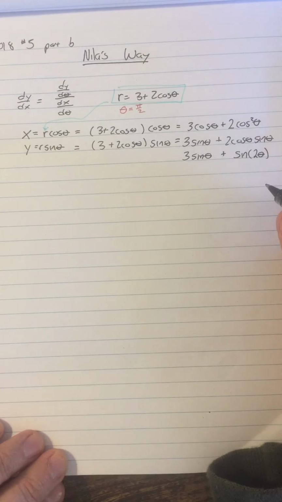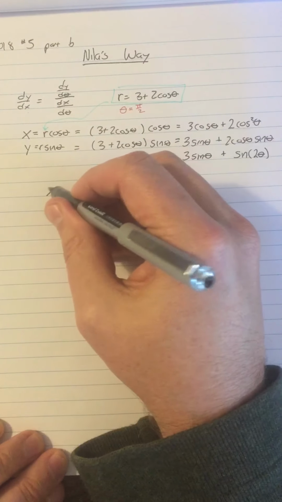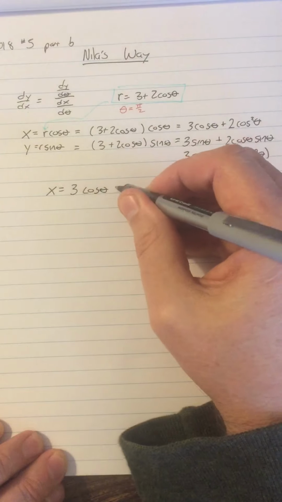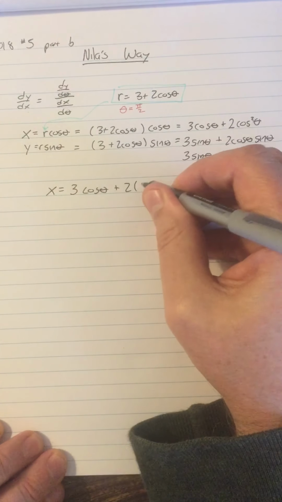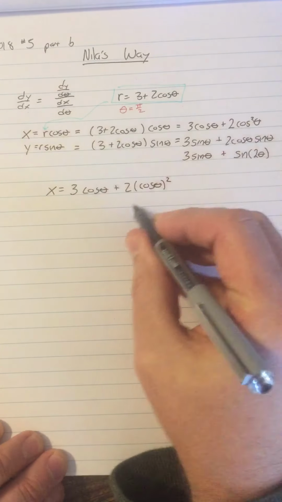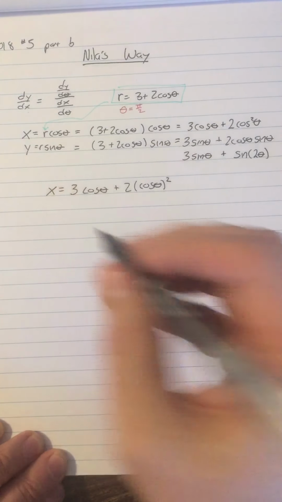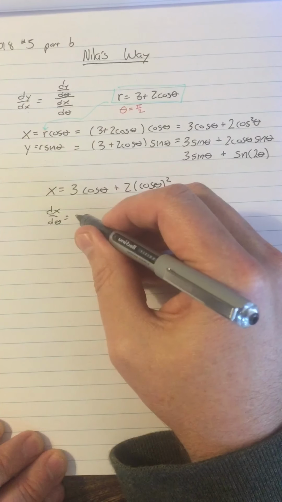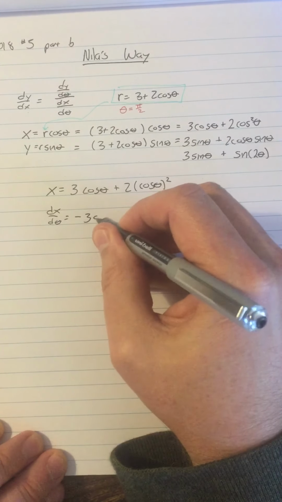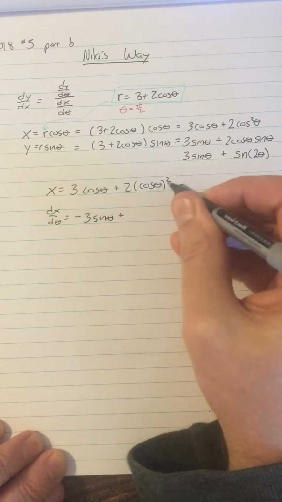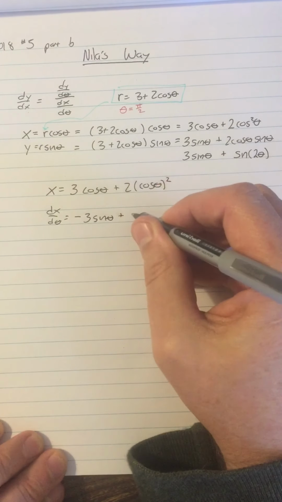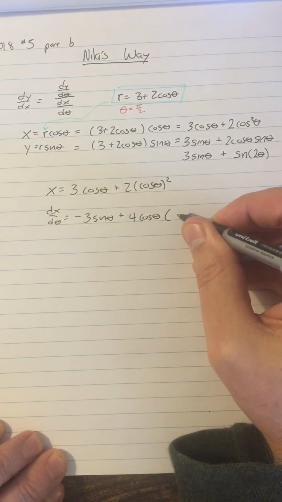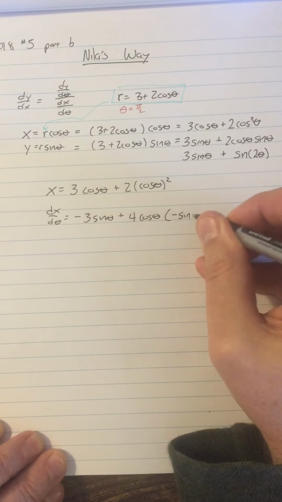All right, so now if we look at the fact that we have x equals, I'm just going to rewrite these a little bit just for clarity. x equals 3 cosine theta plus 2 cosine of theta squared. So now I'm going to write that cosine squared theta like this so that I can do the derivative. Then I can get dx/dθ. And then we just do a derivative normally. It's negative 3 sine theta. And then this is going to be a chain rule. So 4 cosine theta, that's my power rule, then times the derivative of my inside function, which is negative sine theta.